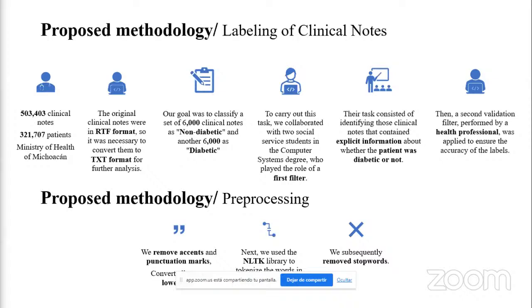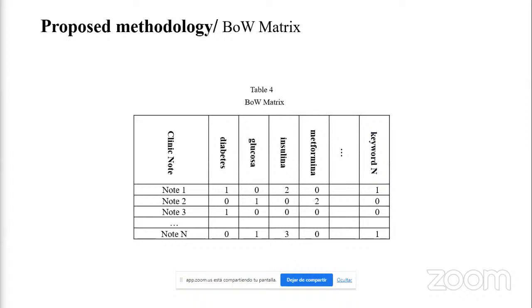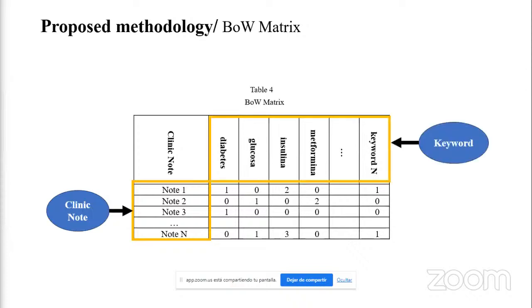In the pre-processing stage, we clean the clinical notes, remove accents, and convert all the text to lowercase. Next, we used the NLTK library to tokenize the words in each clinical note, and we removed stop words. The bag of words matrix is organized as follows. Each row represents a medical note, while the columns contain the diabetes-related keywords. In the matrix, the frequency of these words in the medical notes is recorded.